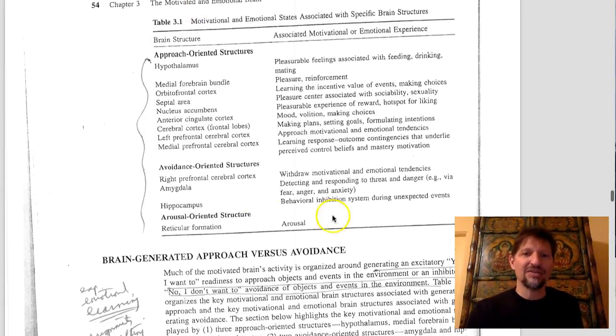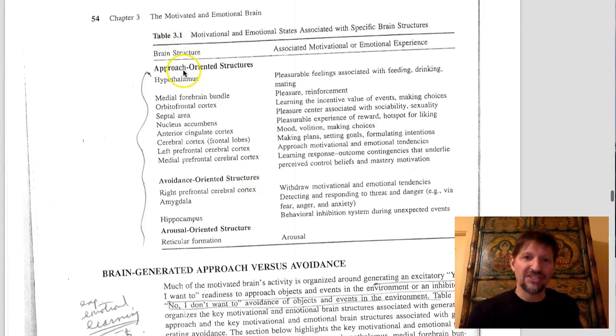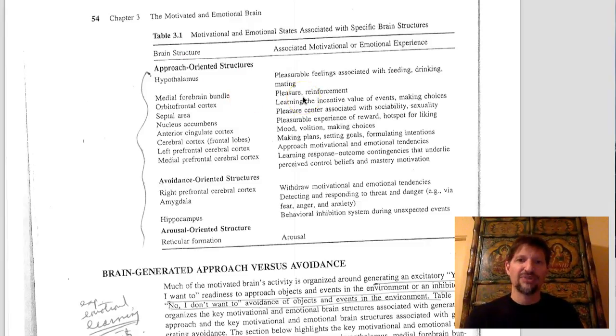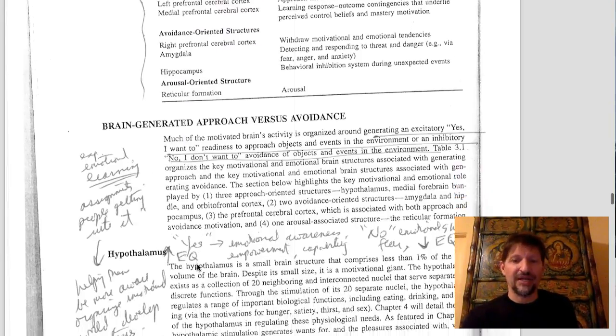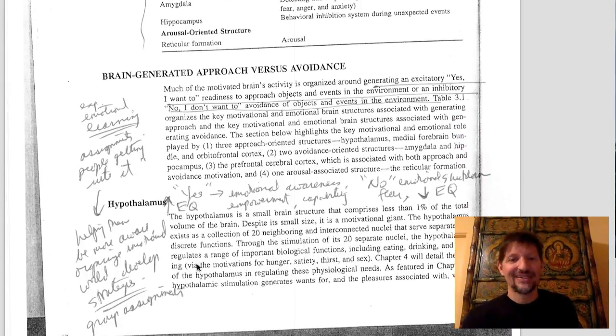But anyway, again, look at this. I'm not going to spend a lot of time on it. It's on page 54. It talks about the brain structure, and it talks about the associated motivational or emotional experience. So if you have some curiosity about physiology, different parts of the brain are associated with different emotions and different motivational things, like the hypothalamus, pleasurable feelings associated with feeding, drinking, and mating, all the way down to avoidance-oriented structures, arousal-oriented structures, the reticular formation. I'm not going to get into that so much. We're not here in biology class or psychobiology, so I'm going to let you go ahead and examine that.